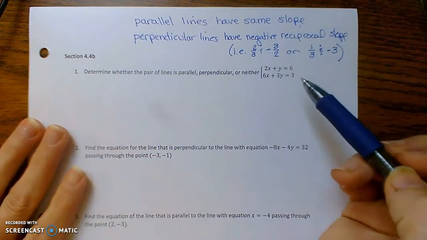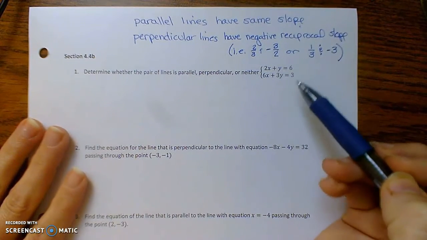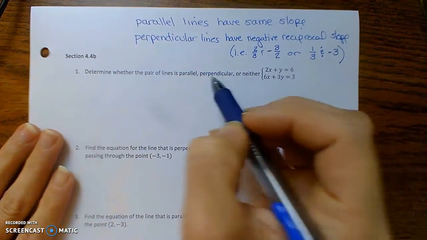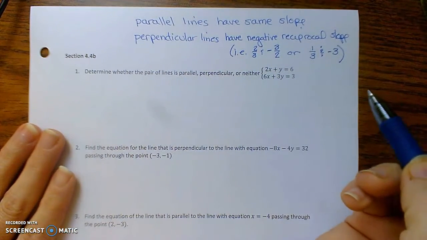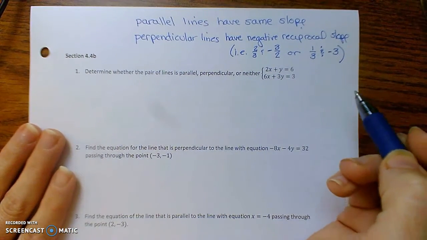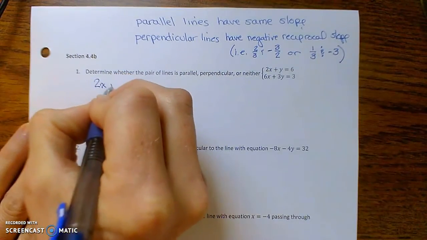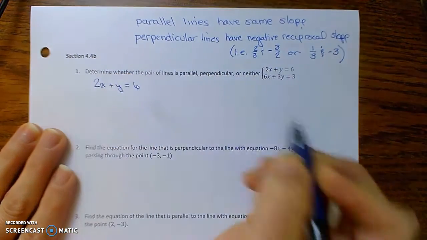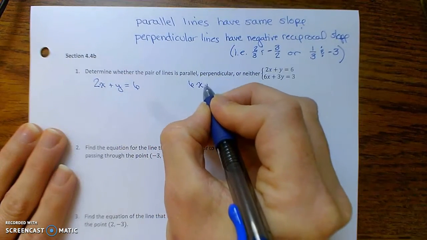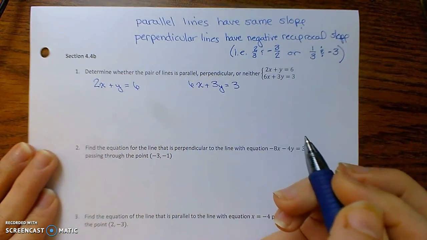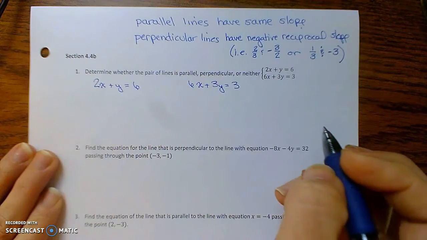In this first example, we're trying to just determine if these two lines are parallel, perpendicular, or neither. In order to do that, all we have to do is find what the slopes are for these two lines. So what I'm going to do is rewrite the two equations: 2x plus y equals 6, and 6x plus 3y equals 3. I'm going to rewrite them in slope-intercept form so I can easily determine what the slope is.